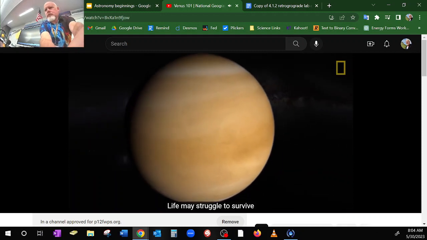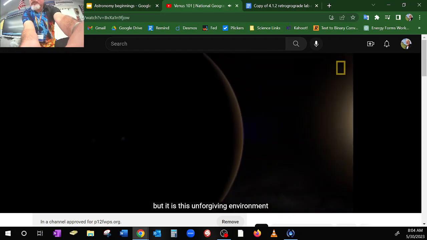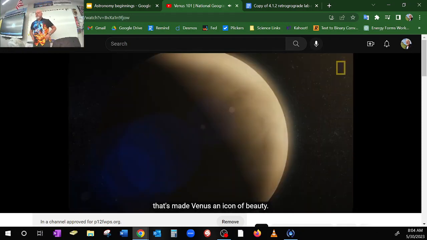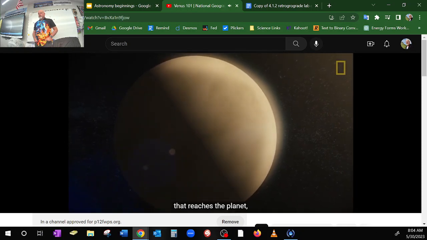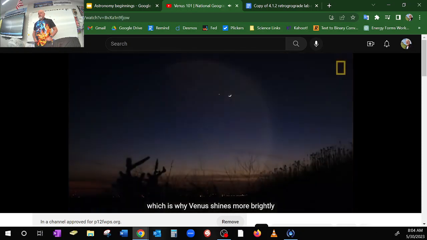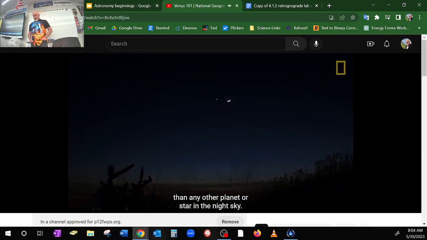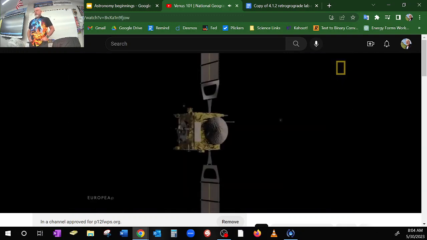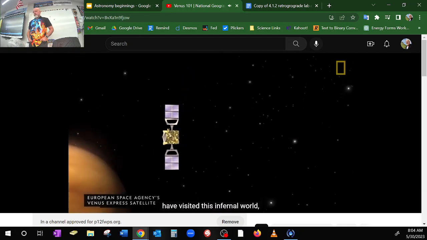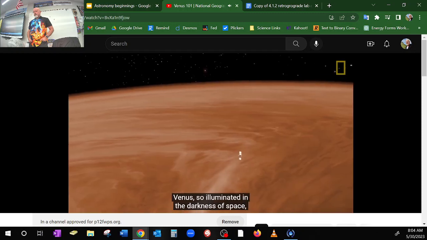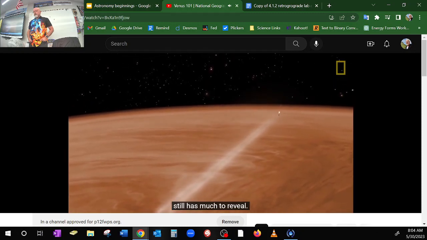Life may struggle to survive in the atmosphere of Venus, but it is this unforgiving environment that's made Venus an icon of beauty. It reflects 70% of all the sunlight that reaches the planet, which is why Venus shines more brightly than any other planet or star in the night sky. While more than 40 unmanned spacecraft have visited this infernal world, Venus, so illuminated in the darkness of space, still has much to reveal.